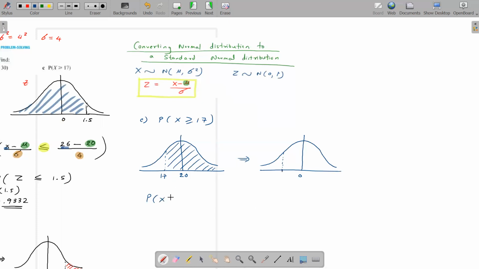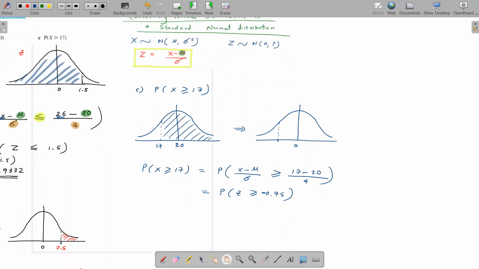So doing the conversion, X greater than or equal to 17 is equal to probability X minus mu over sigma greater than or equal to 17 minus mu, which is 20, divided by sigma, which is 4. This is probability Z greater than or equal to 17 minus 20, that's minus 3 over 4, that's minus 0.75, right? So the 17 corresponds to minus 0.75. Agreed, guys? Okay, so that's the new value for 17 in the standard normal distribution.